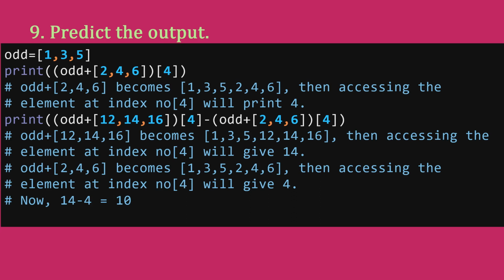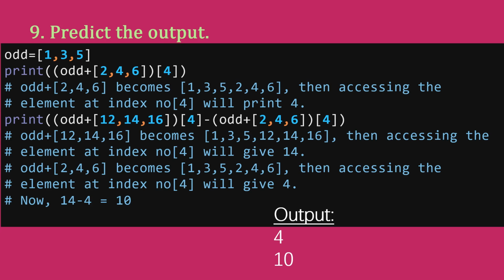Now after that, within square brackets 4 is there. That means from this list we are accessing the value present at index number 4. The element present at index number 4 is 4. So the output will be 4 for this print statement. Now the next print statement is odd plus another list 12, 14, 16, then 4 within square brackets, minus odd plus another list 2, 4, 6, then within square brackets 4.